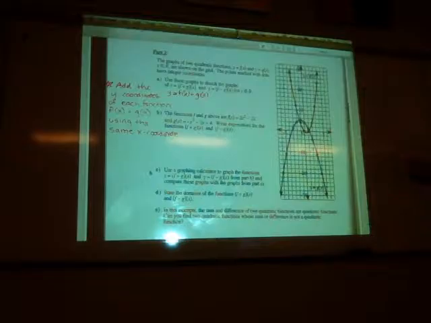25, 16, 9, 4, 1, 0, 1, 4. Okay? It's symmetrical. What would be the next value? 9 then? 10? Very good. Okay, so we're creating a parabola here. So what I want you to do now is just take these ordered pairs that we've solved for, and you're going to plot them.